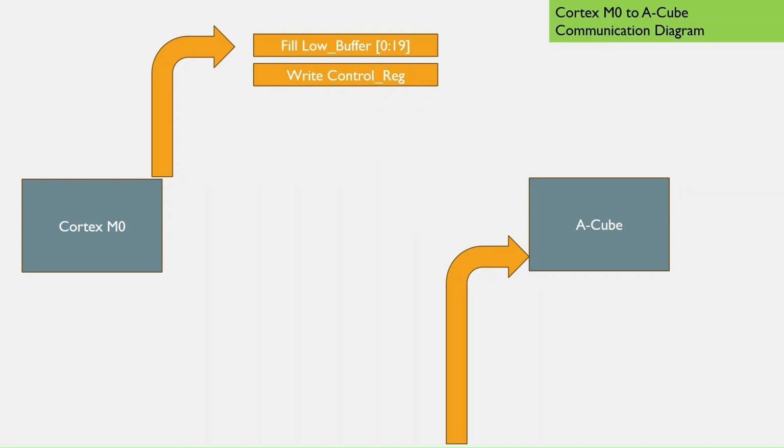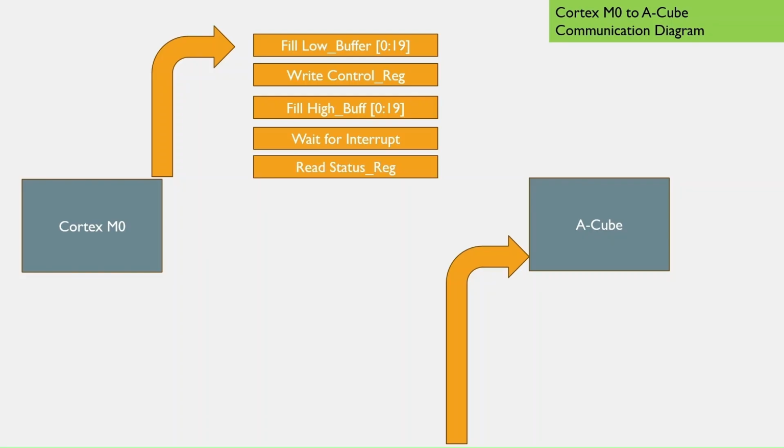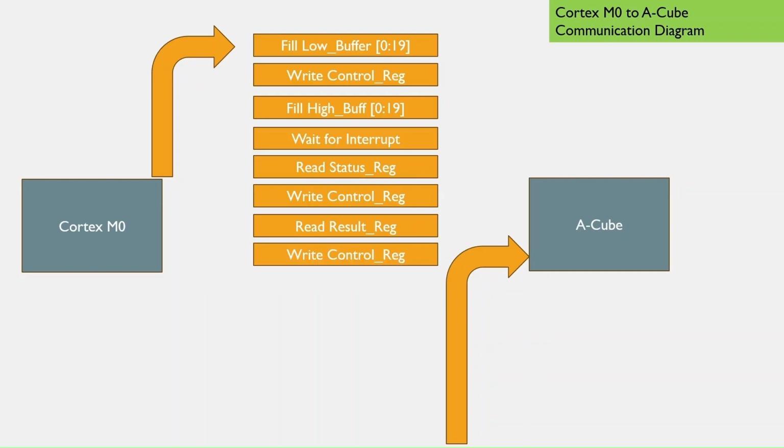So the processing starts by writing to the control register. While the low buffer is processing, we start filling the high buffer. Once the AF detection processing is complete, it issues an interrupt. We read the status register to see what caused the interrupt, and then we write to the control register to cancel the interrupt, and then we read the 16-bit register from the core. And then we repeat the same process again for the high buffer.